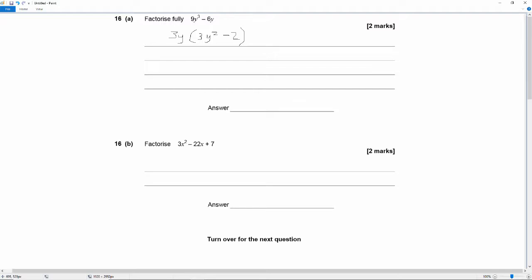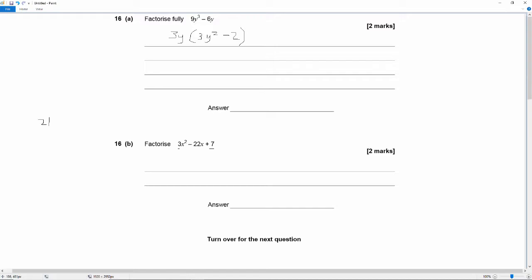I think this lends itself easiest to the decomposition method. So what I'm going to do is multiply the 3 times the 7, and that makes 21. So I'm looking for factors of 21 that add up to negative 22. Well, if they're going to add up to negative 22, they're both going to need to be negative numbers. And the obvious one is negative 21 plus negative 1, because negative 21 plus negative 1 is negative 22, and 3 times 7 is 21.